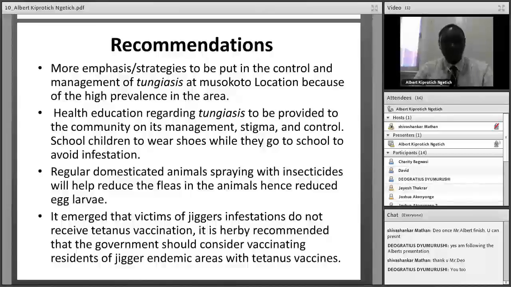Regular spraying of domesticated animals with insecticides will help reduce the fleas on the animals and reduce the egg larvae. It emerged that victims of jigger infestations do not receive tetanus vaccination. It is hereby recommended that the government should consider vaccinating residents of jigger endemic areas with tetanus vaccines.